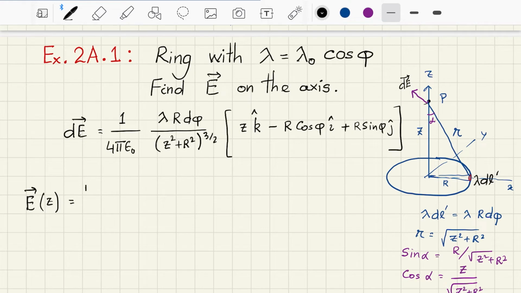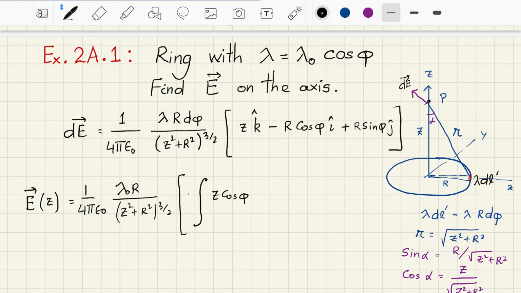Okay, this is of course 1 by 4 pi epsilon naught lambda r by (z square plus r square)^(3/2), that's common, and the integral. So let's take out lambda naught. Now expand lambda, which is equal to lambda naught cos phi. So this will become z cos phi, this is k, z cos phi d phi. So I have just expanded lambda to lambda naught cos phi.